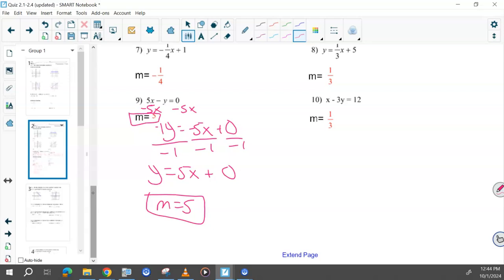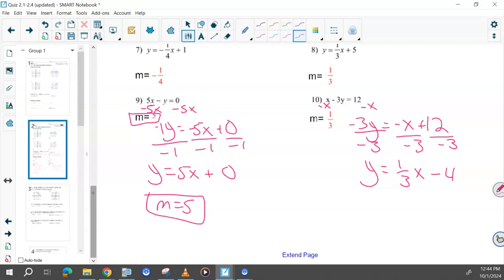Okay. Same thing with 10. Subtract x on both sides. Divide everything by -3. So that we get y equals, the negatives cancel, this is really 1x, so this becomes 1/3 x minus 4, so that our slope is 1/3. Questions on that? Moving on to the next page.